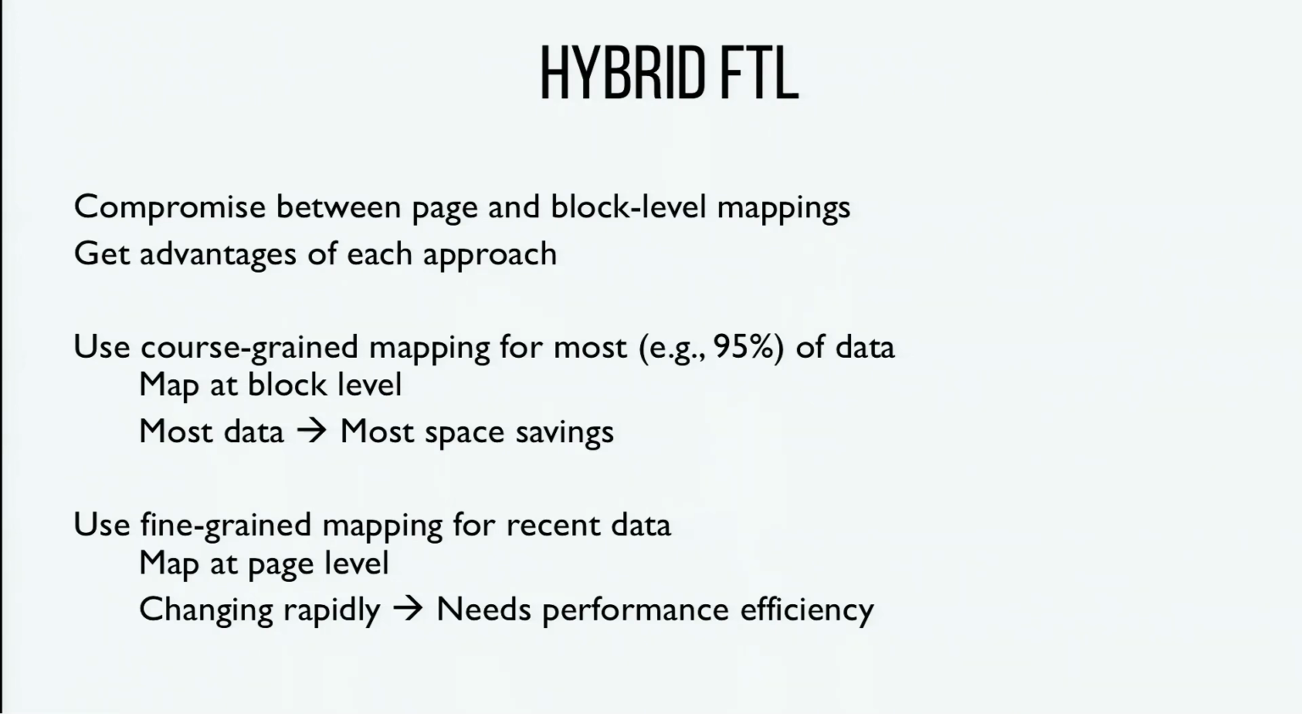So what we want is the best of both worlds. We want to use page-level mappings when we're writing to a page frequently and it's changing a lot, but we want to use block-level mappings if it's just sticking around, not changing much, and we want to reduce the space that we need for its mappings. So that's what a hybrid FTL is. We're taking a compromise between these 2 extreme approaches. Most of our data will be mapped at the block level, at this coarse grain, so we get a lot of space savings in our mapping table. But if we're changing data a lot, then we map it at a page level.